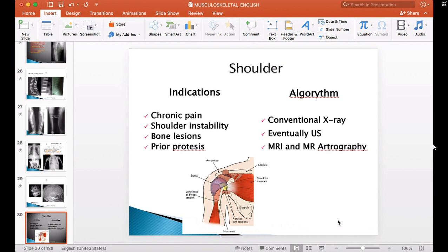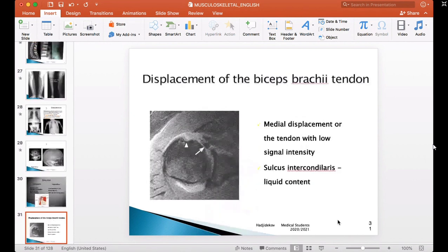Okay, so the shoulder, the main indications for examining the shoulder are chronic pain, shoulder instability, bone lesions, and prior prosthesis. And the algorithm always starts with conventional X-rays, eventually ultrasound and MRI and MR arthrography. Well, here we have an example of displacement of the biceps brachii tendon. Usually it should be located here. And there is also some liquid content in the sulcus of the biceps brachii tendon. This sulcus is called sulcus intertubercularis.